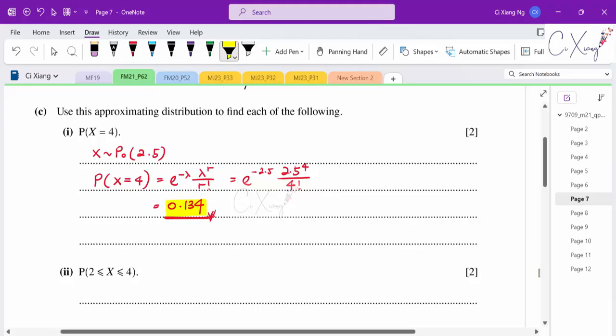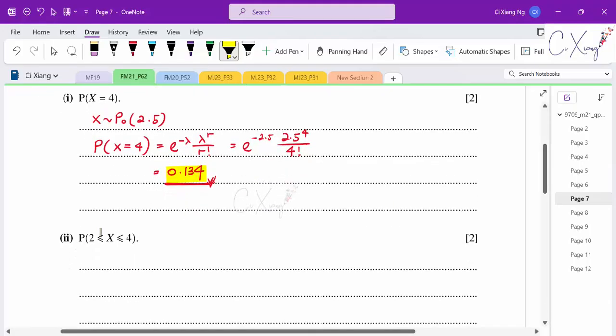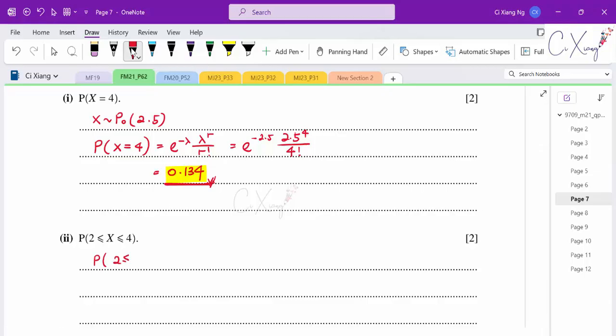Okay, then how about part number 2? They want you to find the probability for x from 2 until 4 under a Poisson distribution. So the probability for x between 2 until 4 basically means you need to include the probability for x equals 2, the probability of x equals 3, and also the probability of x equals 4.